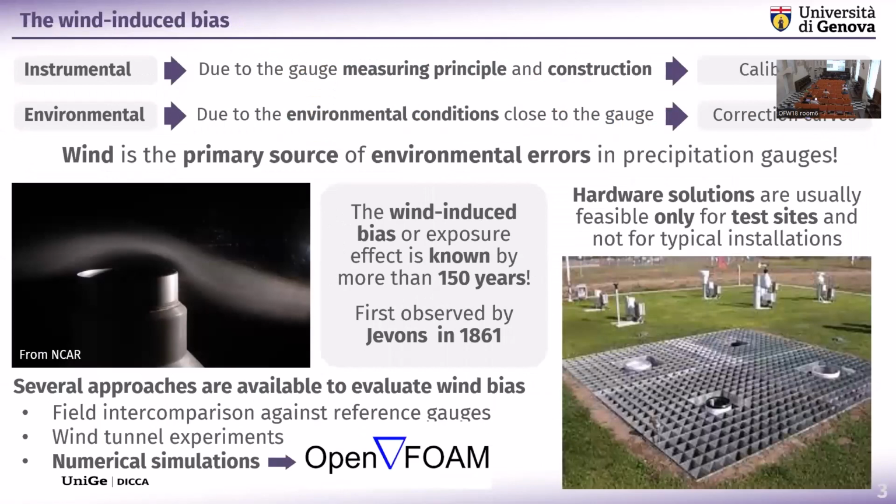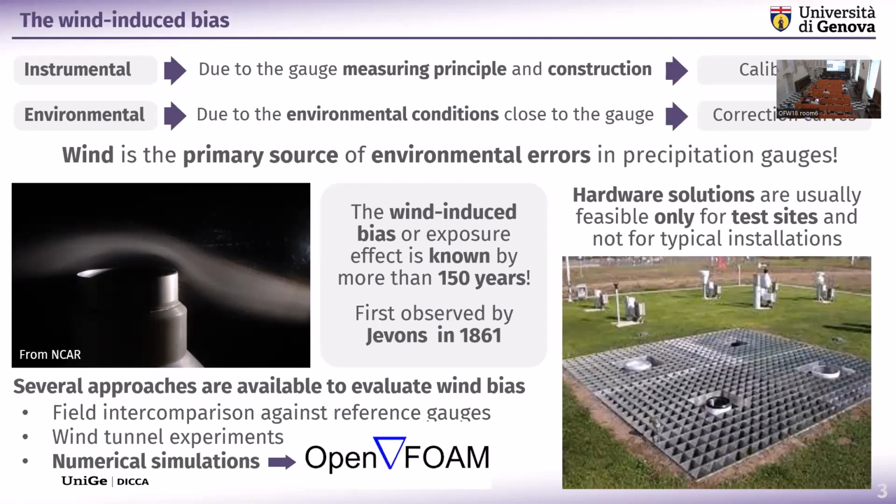As all kinds of gauges, those can be affected by some kind of bias. For precipitation gauges, the first kind of bias is instrumental, and it is due to the measuring principle that the gauge uses or its construction. However, it can be reduced or mitigated by calibration. The other is instead environmental bias, and this is due to the environmental conditions that are present at the gauge body when it's measuring. Those can be mitigated by means of correction curves.